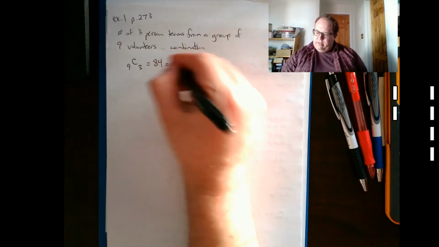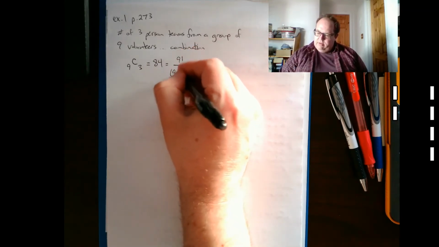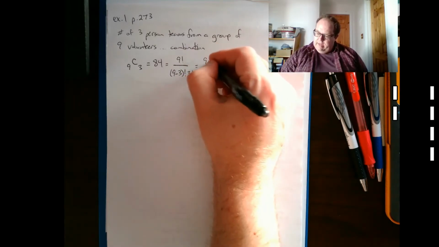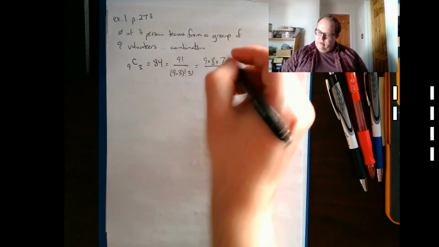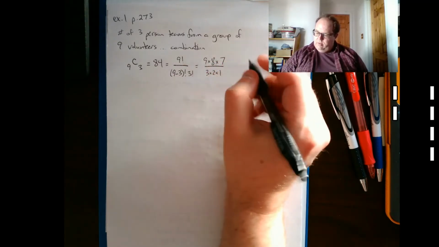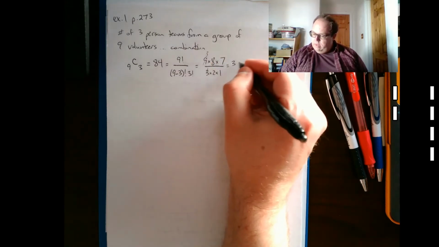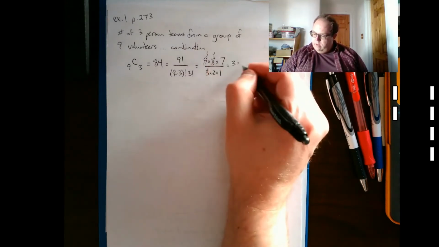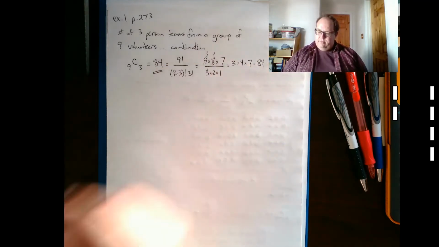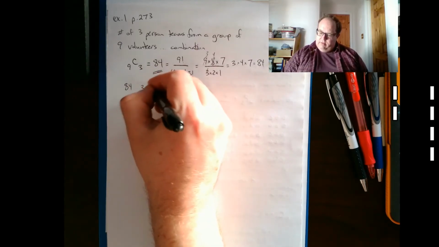I could also work that out from the formula, and that would be 9 factorial over 9 minus 3 factorial times 3 factorial, or 9 times 8 times 7, which is what this would leave me with, over 3 times 2 times 1. Or 3 times 4 times 7, or 84. Either way is fine. 84 3-person teams could be made.